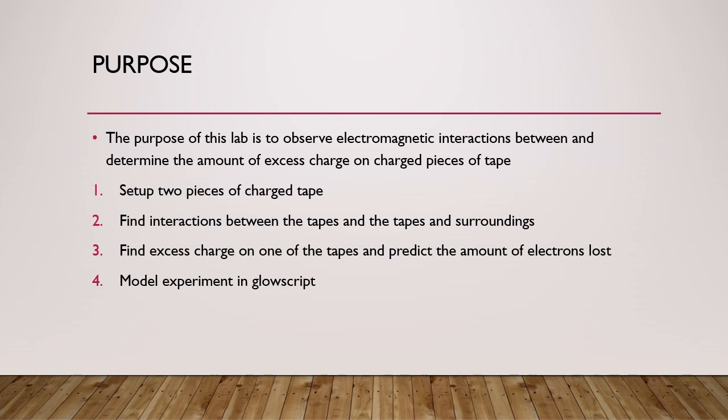The way we're going to do this experiment is, firstly, we're going to set up two pieces of charged tape. Then we're going to find interactions between the tapes and the tape in the surroundings. Then we're going to find excess charge on one of the tapes and predict the amount of electrons lost. And finally, we're going to model this experiment in GlowScript and compare.